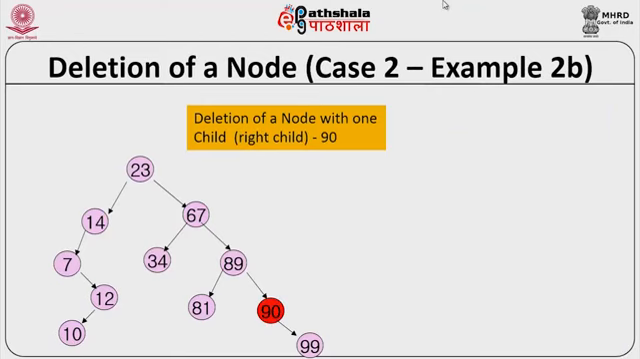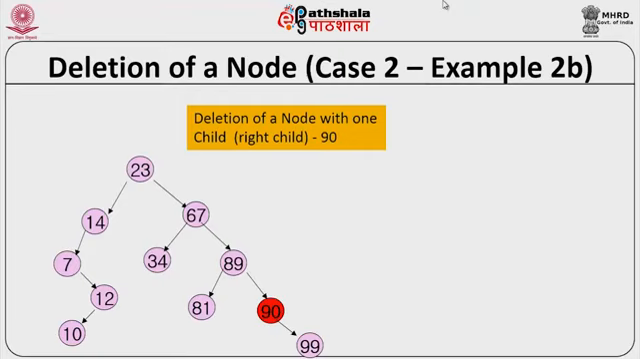Now, we will see the second case itself, where we have only one child, but the child that exists was the left child in the previous case. Here we are assuming a right child. There is not much of a difference in what we do, but just to show you the case: deletion of a node with one child, here the right child.